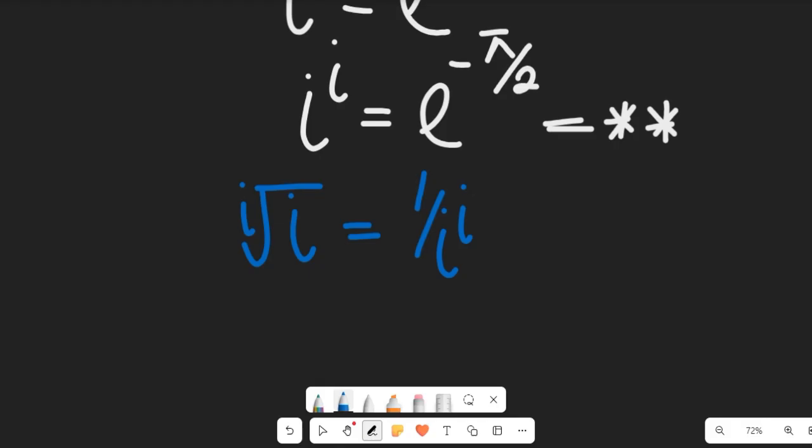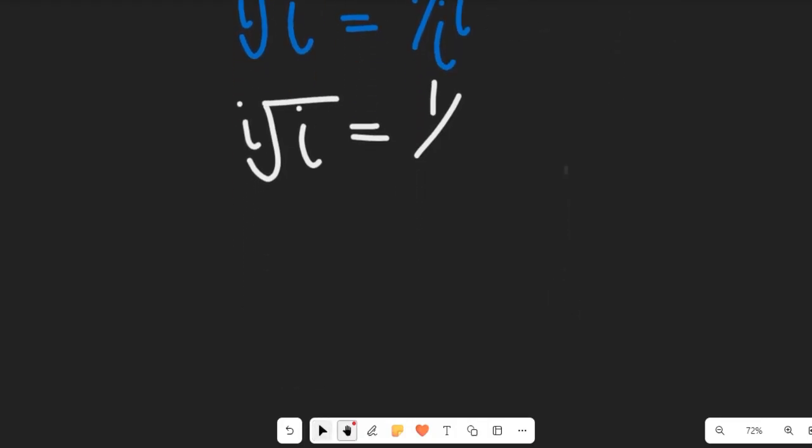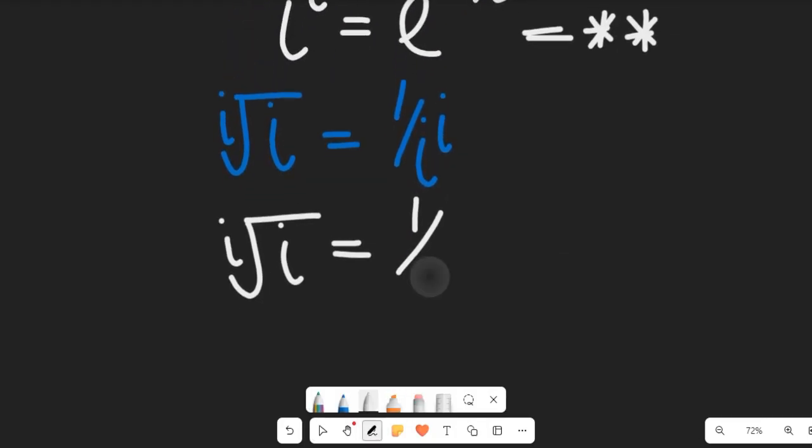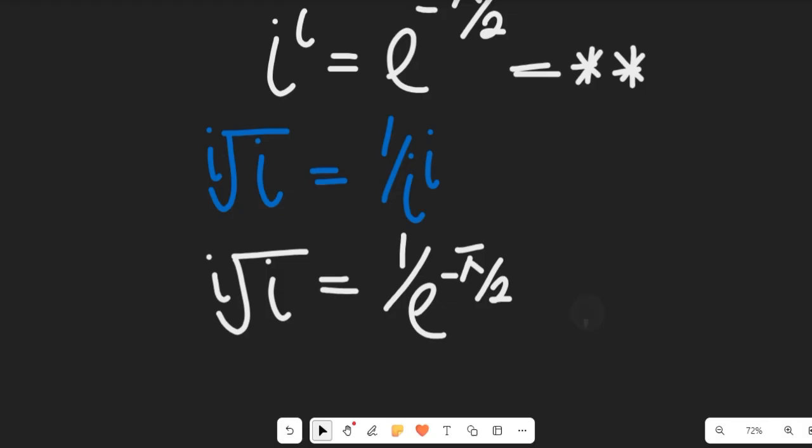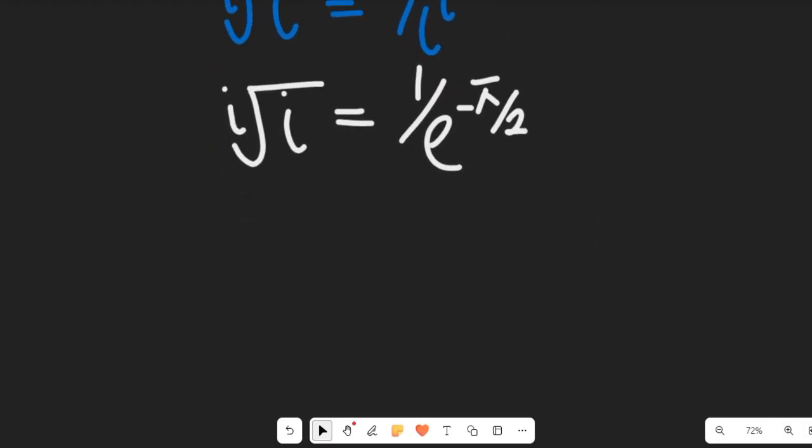So if we have that expression, and that means i to the power of i is equal to this, so that means the ith root of i will now be equal to 1 divided by the exponent of -pi divided by 2, right? And that is what that is, because the value of our i to the power of i is equal to this. Now how do we simplify this?